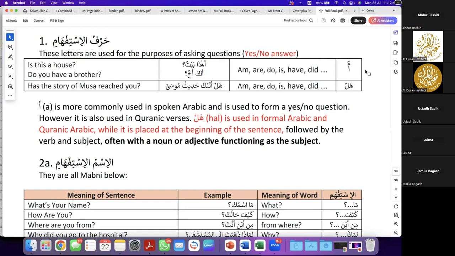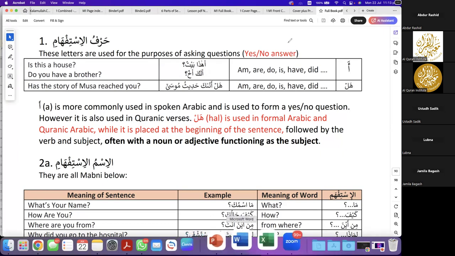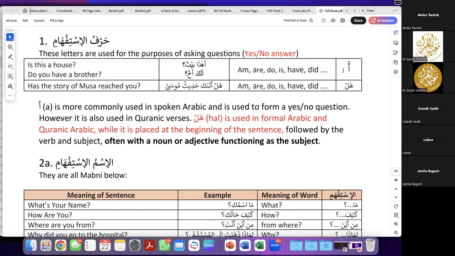Ahadha baytun. Next example is alaka akhun. Do you have a brother? Laka means for you or belongs to you. Akhun. Alaka. Having the Hamza at the beginning, alaka akhun, becomes a question. Laka akhun would be a statement: you have a brother, or a brother belongs to you, a literal translation. But by adding the Hamzatul Istifham, the Harful Istifham, it becomes a question. Alaka akhun.